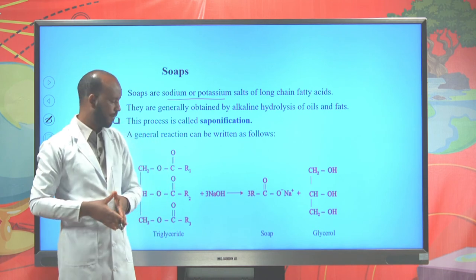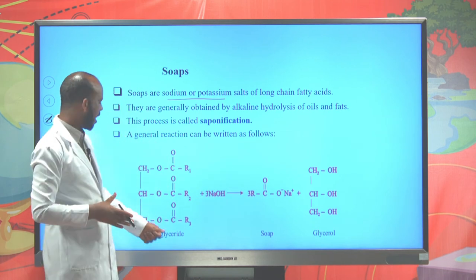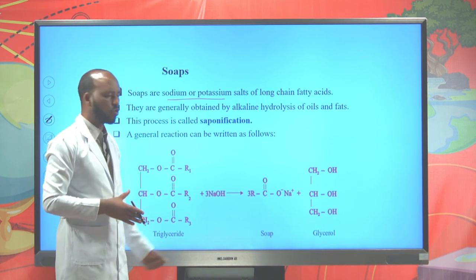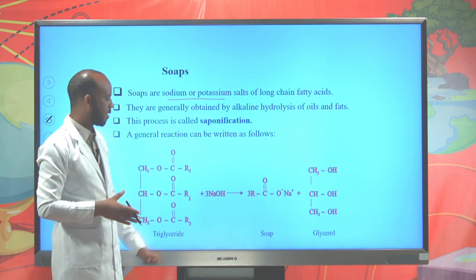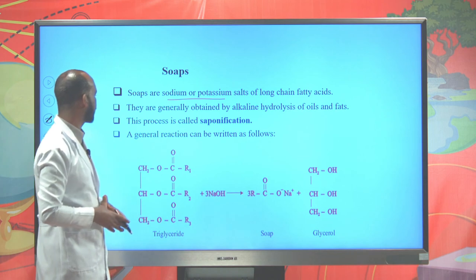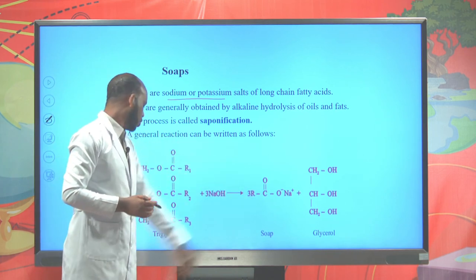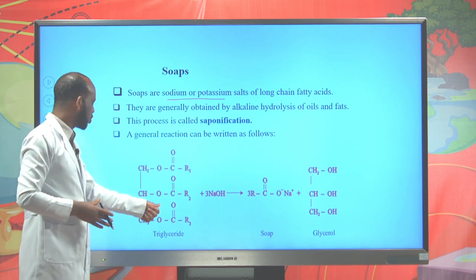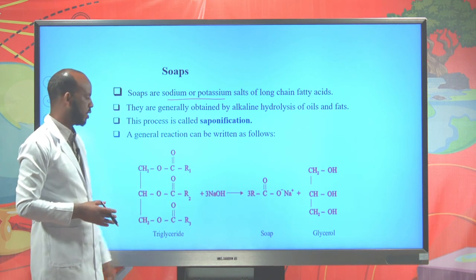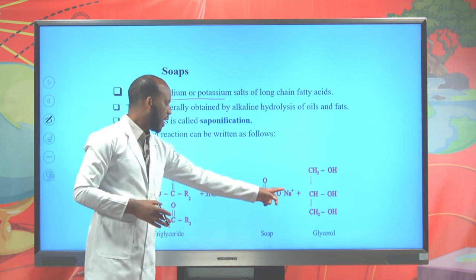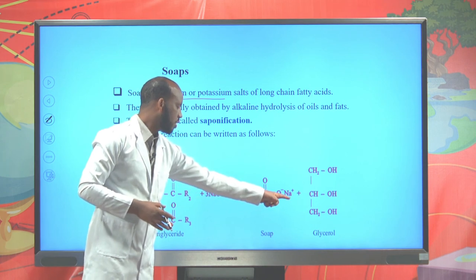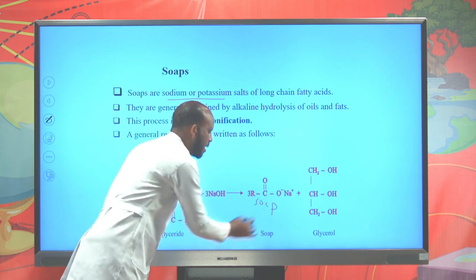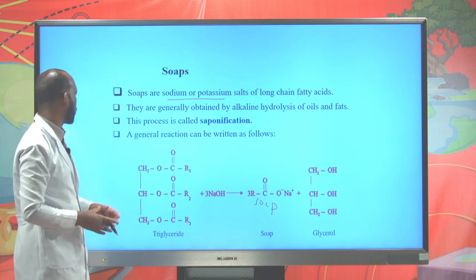Formation of soap. You see, soaps are formed from fats or oils. If fats or oils are mixed with sodium hydroxide or potassium hydroxide, this results in the formation of soap and glycerol. A general reaction can be written as triglyceride or triester, fats or oil, plus sodium hydroxide gives salts of the acid. This is RCOO minus Na plus, soap, plus glycerol as a byproduct.